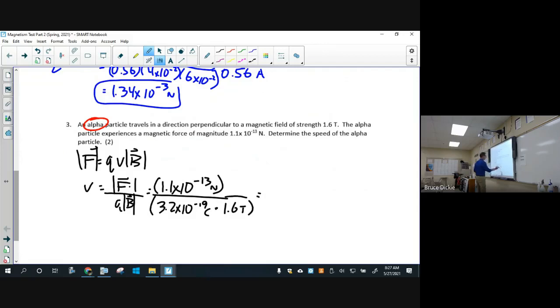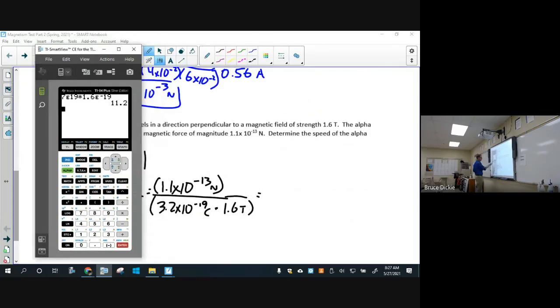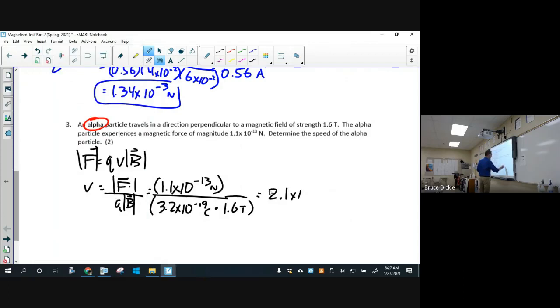Make sure you use brackets on the bottom of your calculator, right? Because you're doing an operation. So 1.1 times 10 to the negative 13 divided by bracket 3.2 times 10 to the minus 19 times 1.6. And that gives us an answer of 2.1 times 10 to the 5 meters per second.